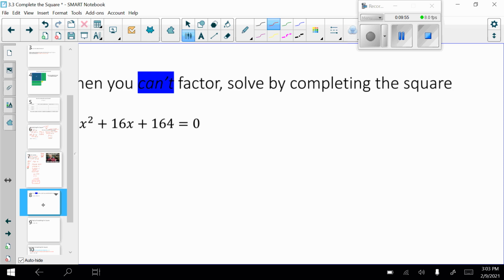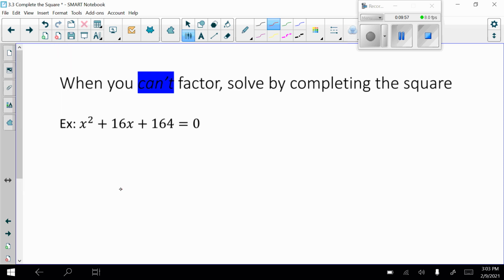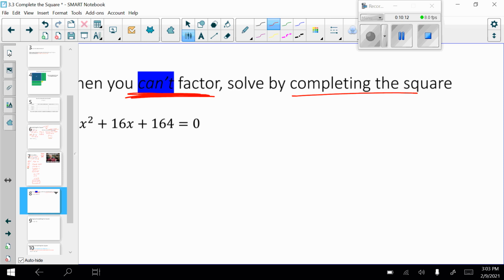Okay, so this is a good thing to mention. Again, when you can't factor, or if you can't use square roots, that is when you use completing the square, okay? So if you try to factor first and it doesn't work, you can solve by completing the square.